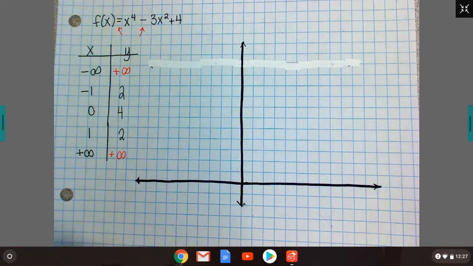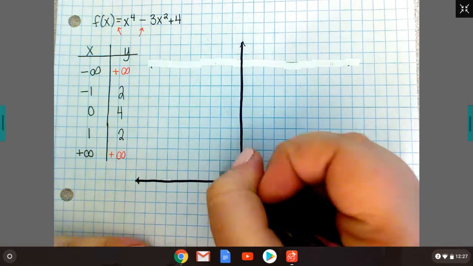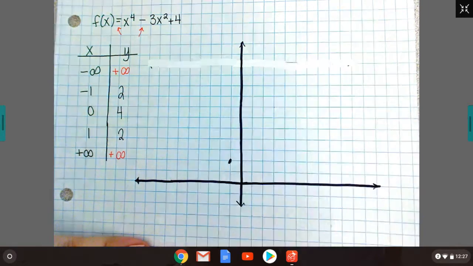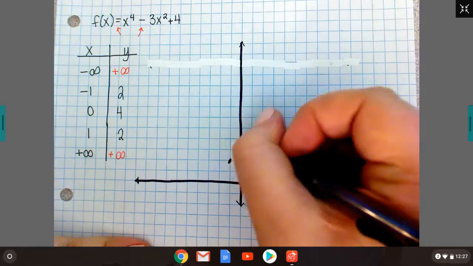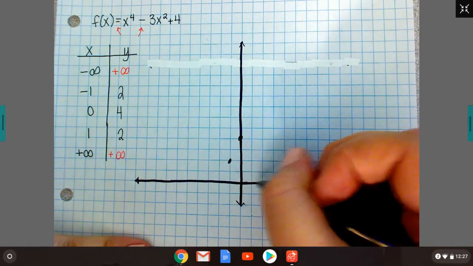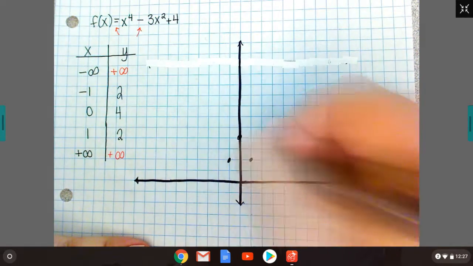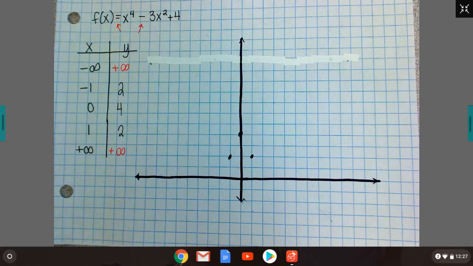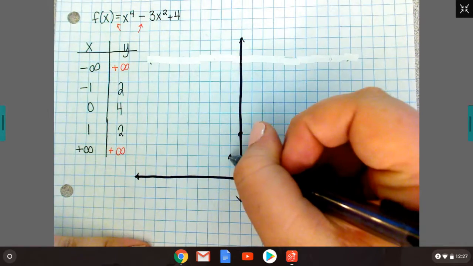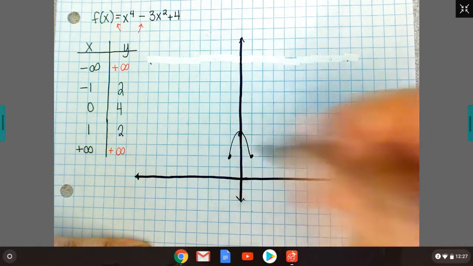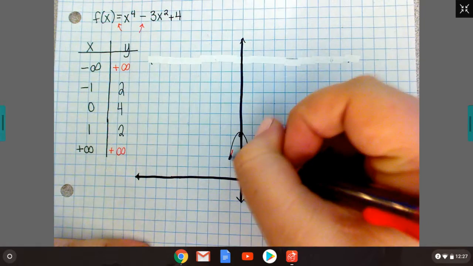So let's plot those points. -1, 2, 0, 4, and 1, 2. All right, and then I also know that both of these are going to head towards positive infinity. So I can connect these ones parabolically. Oops, I was doing this in red, wasn't I?